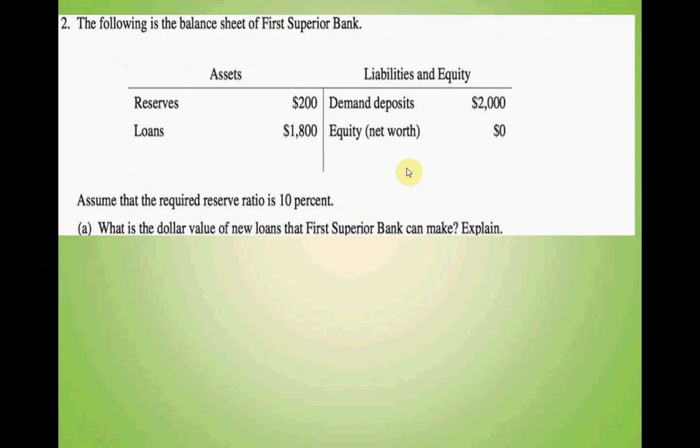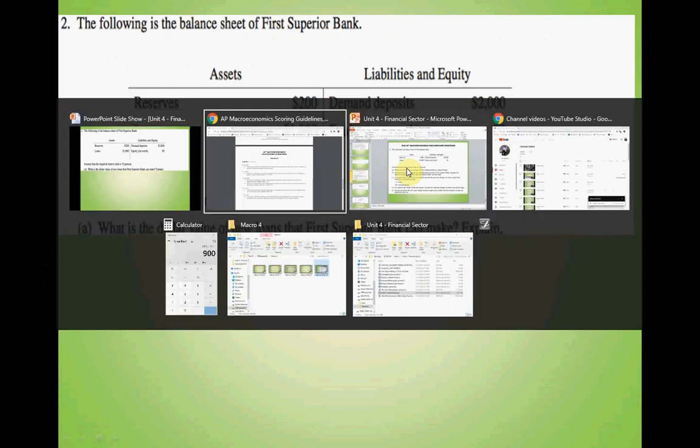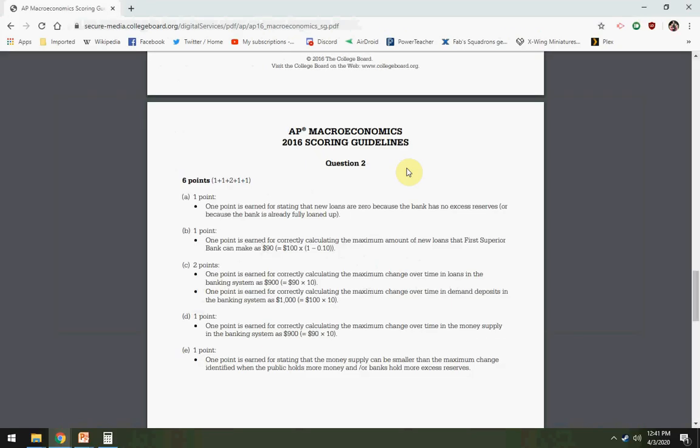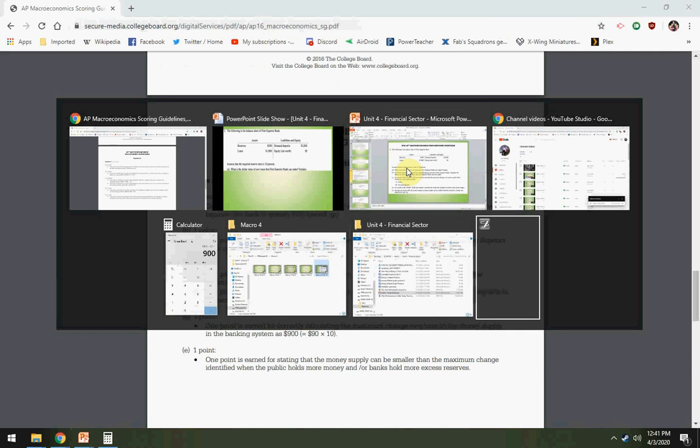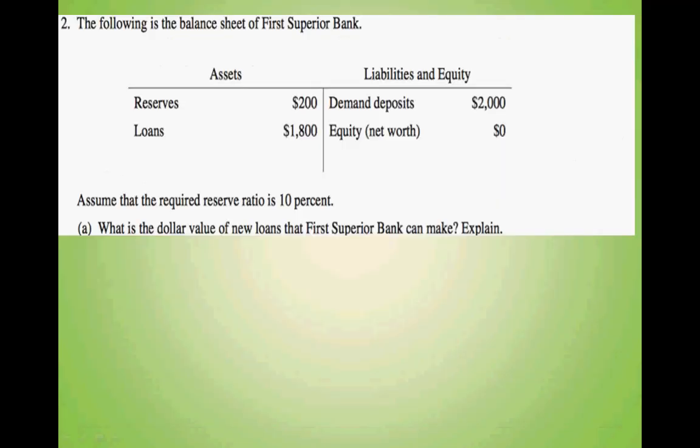Let's look at question number A. What is the dollar value of new loans that First Superior Bank can make? Explain. Oh, okay, so it says explain, so we have to actually explain our answer. We're talking like 1 to 2 sentences here. Let me look at the scoring guideline here. Looks like they used one sentence in the scoring guideline. You might need more, that's fine, but they used one sentence, it looks like.